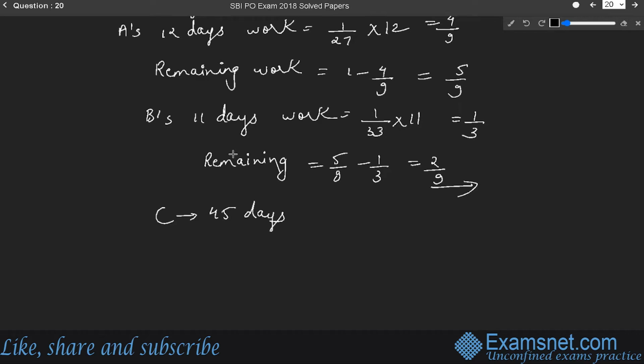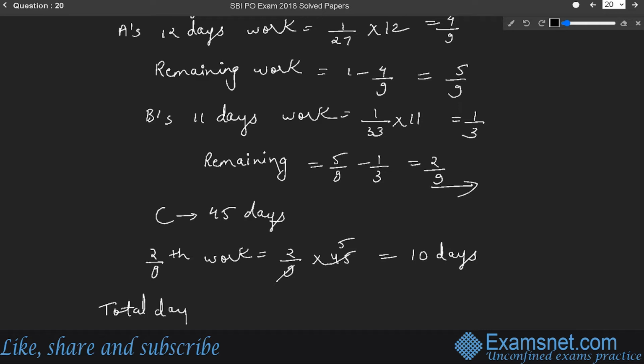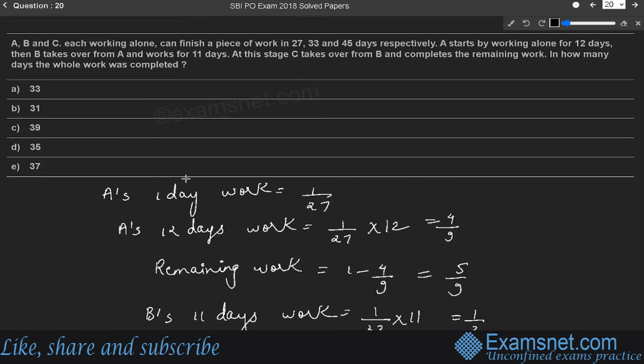Therefore, days taken to complete 2 by 9th of work will be equal to 2 by 9 into 45. This 9 and 45 will be cancelled. So it will be 10 days. Now we have to calculate the total days. So total days in which the whole work is completed is equals to 12 plus 11 plus 10, which is equal to 33 days. So we can say that the days in which the whole work is completed is equal to 33 days. So option A is the correct option, which is 33.